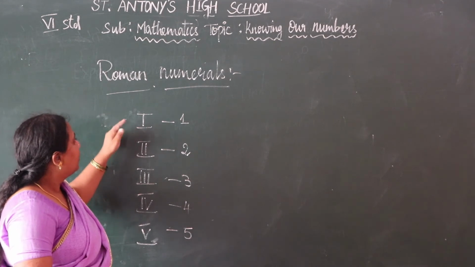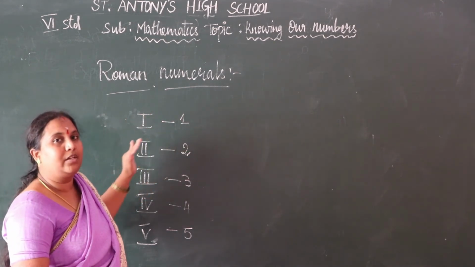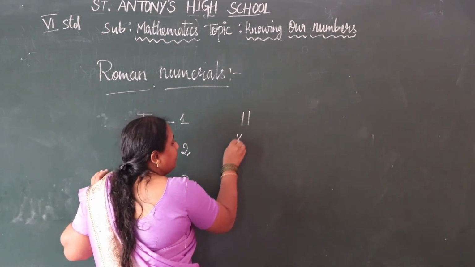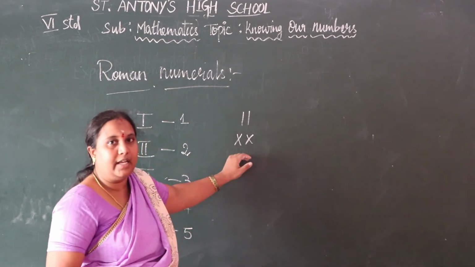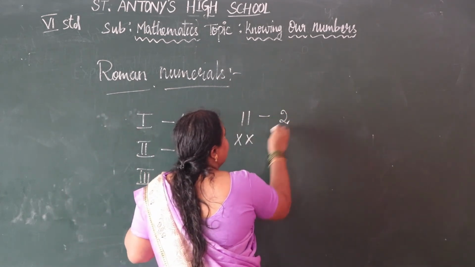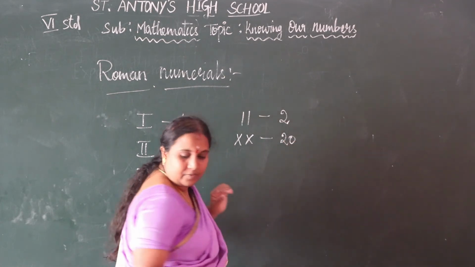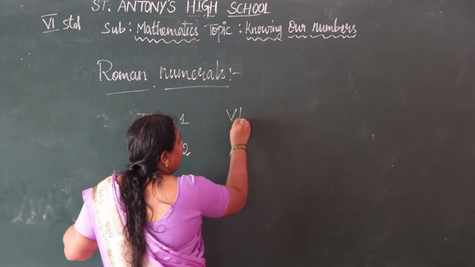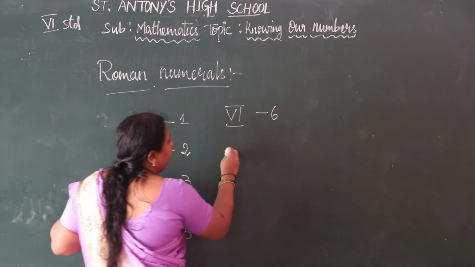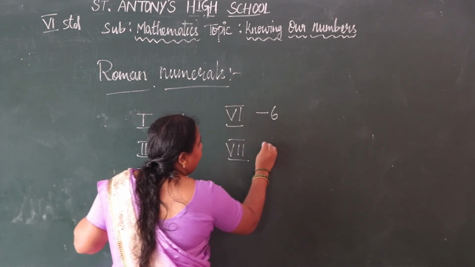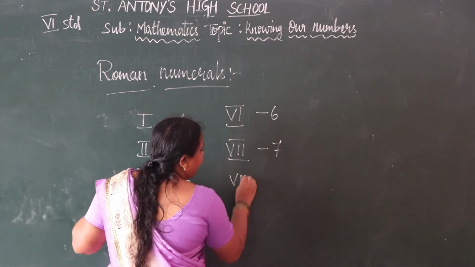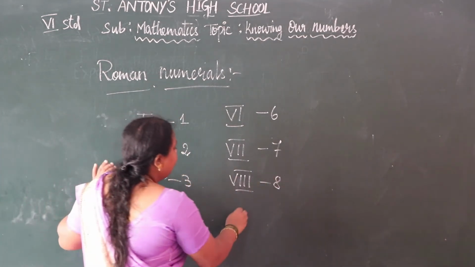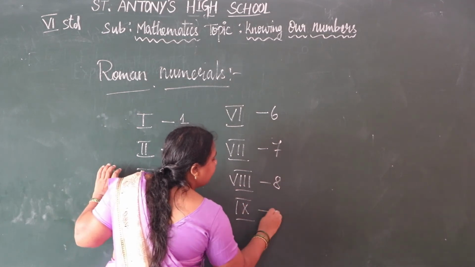Okay, so here 1 comes again and again, that we call 2. Okay, 2. In the same way, this we can call 20. So this is 2 and this is 20. See here, this is 5. So 5 plus 1, 6. Okay, so 5 plus 2, 7. So 5 plus 3, 8. But here in 9, it is a little bit changed. This we can say as 9.